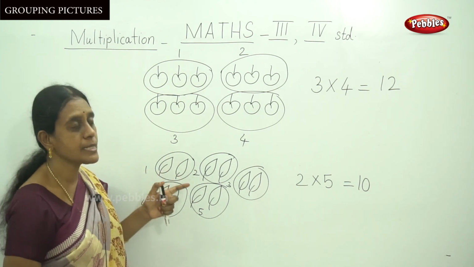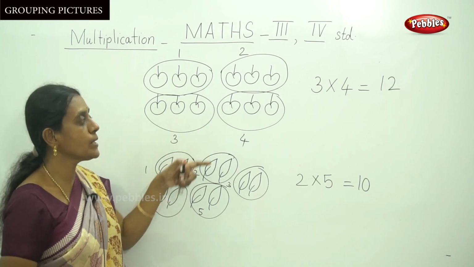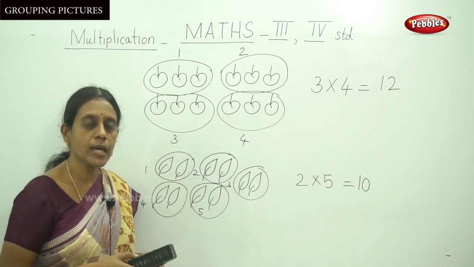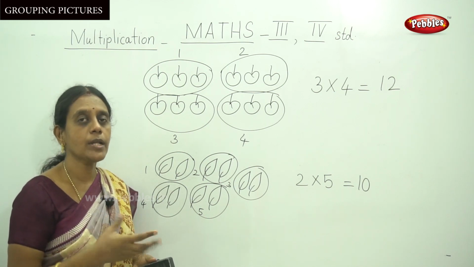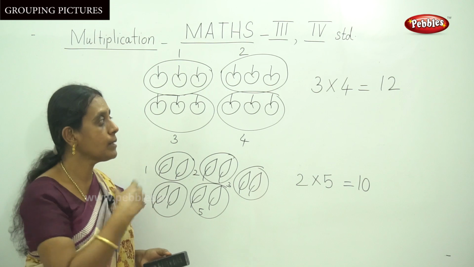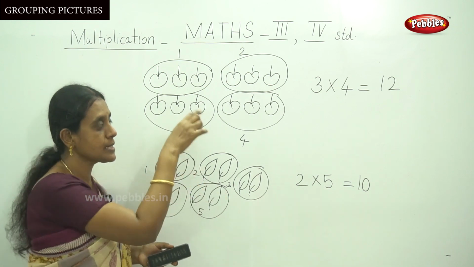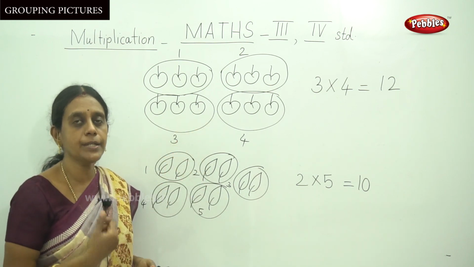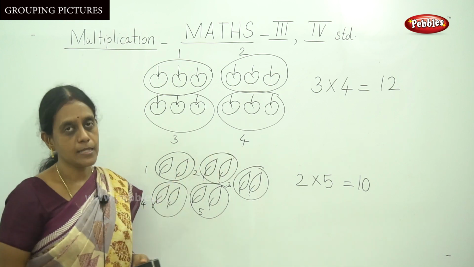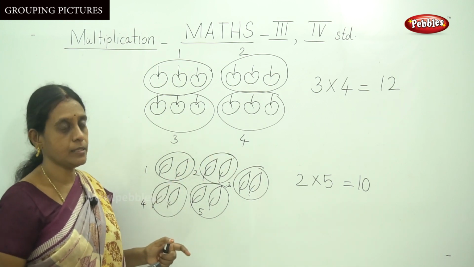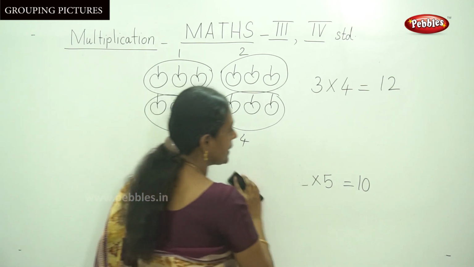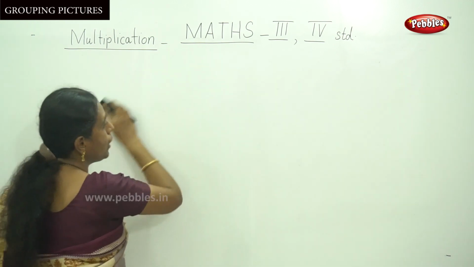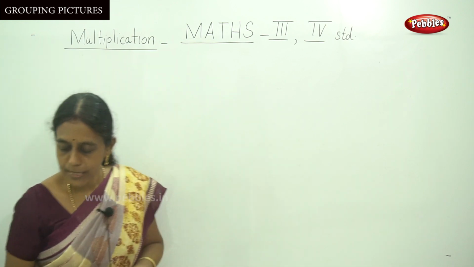The first method is repeated addition and the next one is grouping. First you have to calculate the elements in each group and next you have to calculate how many groups. So make it a multiplication sign, say the multiplication table and find the answer. This is the second method. And let me show the next sum and next method of doing a multiplication sum.